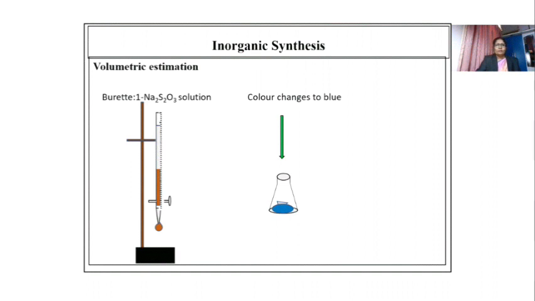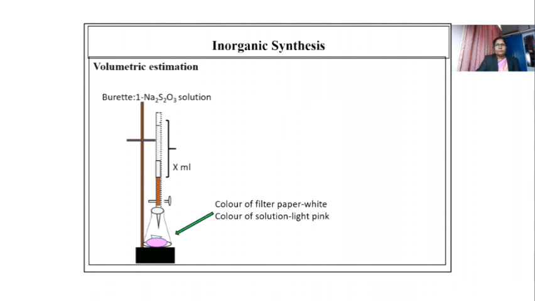Now do not refill the burette, that is, continue the titration with the same burette till the color of the solution changes from blue to light pink. This is the end point, and the color of the filter paper which is inside the flask should also become white. Now note this reading as x ml in the observation table. The next part of the experiment is observations, observation table and calculation. Let us go through it.